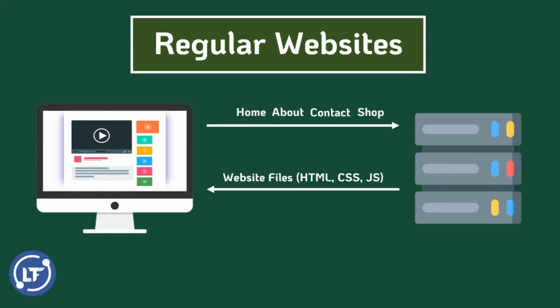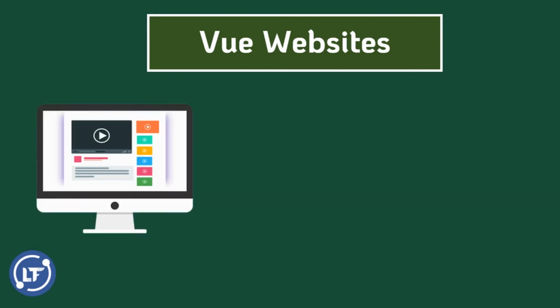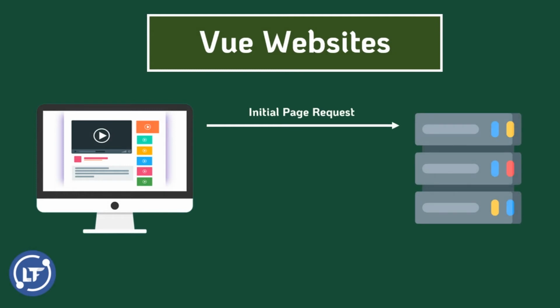Now let's look at how SPAs actually work, and in this case specifically a Vue website. Now when you as a client go to your web browser or to your PC, your mobile phone, and then you make a request to a Vue website, you make the initial page request and the server gets that request, and it sends you back an empty HTML page.